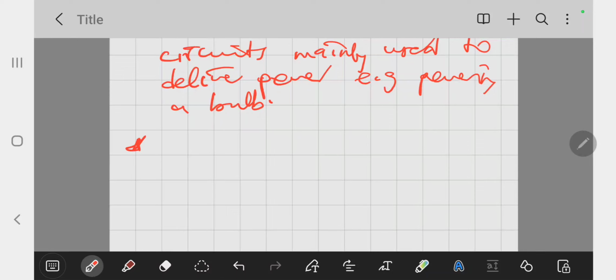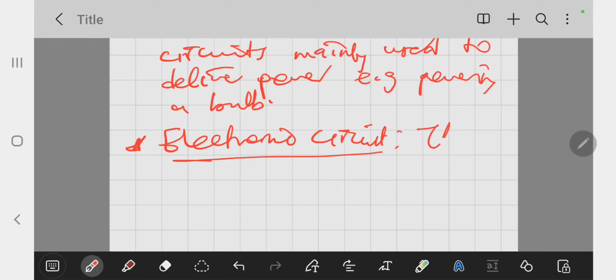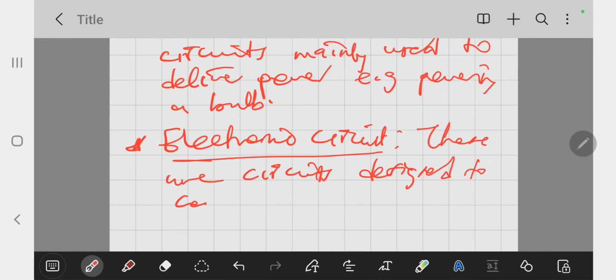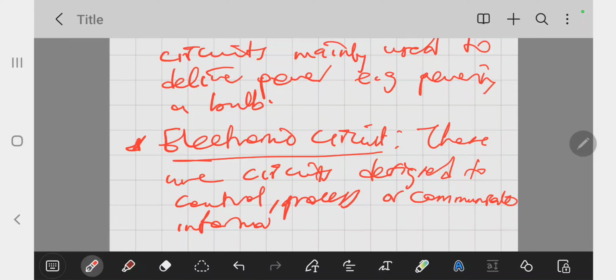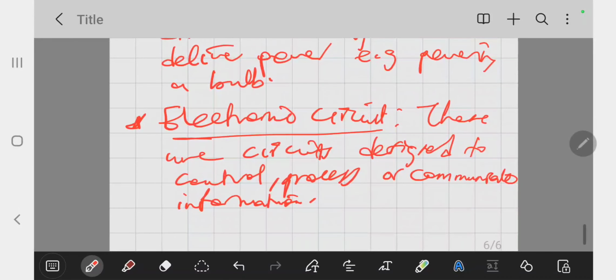Then for an electronic circuit, it has many applications. Electronic circuits are circuits designed to control, process, or communicate information. Those are some of the purposes why we design electronic circuits.